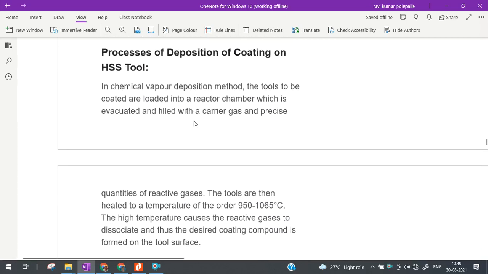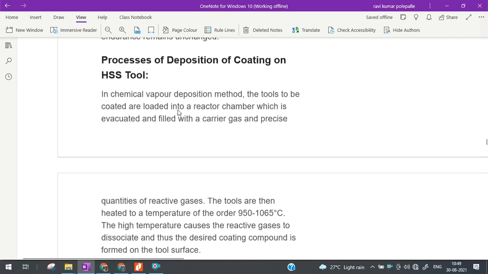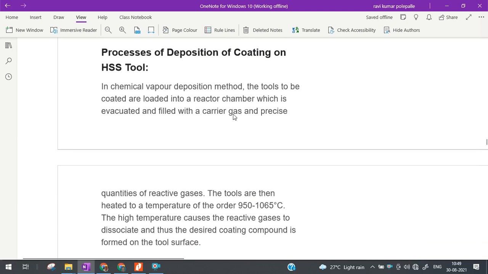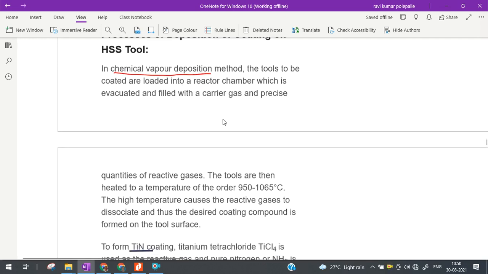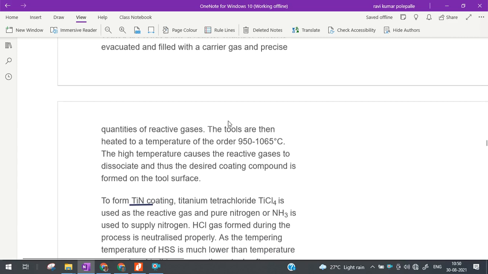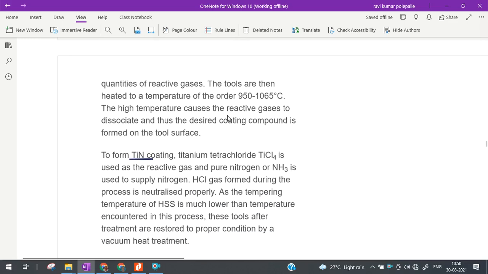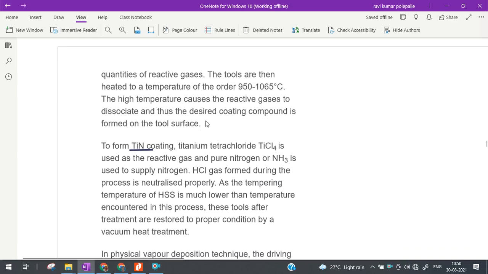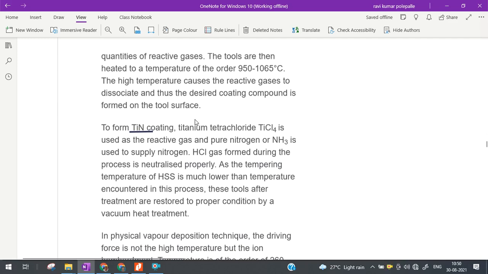When we talk about the coating process, we can have CVD process as well as PVD process. In CVD process, CVD, the full name is chemical vapor deposition. The tools are loaded into a reactor chamber, which is evacuated and filled with a carrier gas and precise quantities of the reactive gases. Tools are then heated to a temperature of about 1065 degrees centigrade. The high temperatures cause these reactive gases to dissociate and coat on the tool surface.